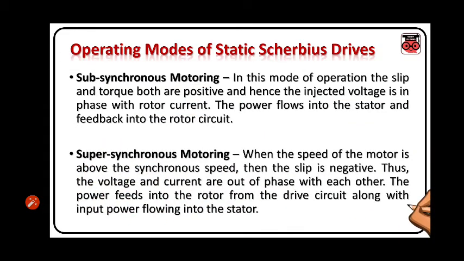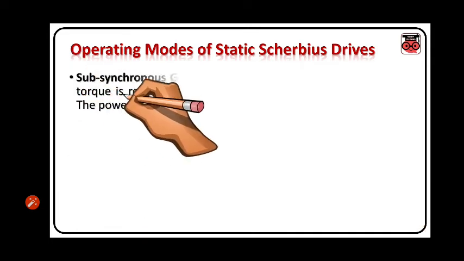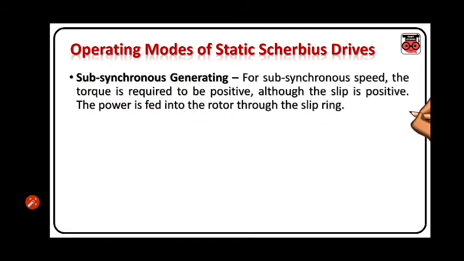Second mode is super-synchronous motoring. In that, when the speed of the motor is above the synchronous speed, the slip is negative. Thus, the voltage and current are out of phase with each other. The power feeds into the rotor from the drive circuit along with input power flowing into the stator. Third mode is sub-synchronous generating. For sub-synchronous speed, the torque is required to be negative. Although the slip is positive, the power is fed into the rotor through the slip ring.